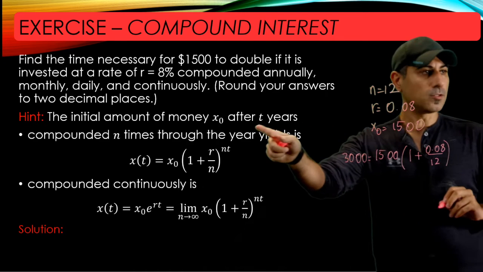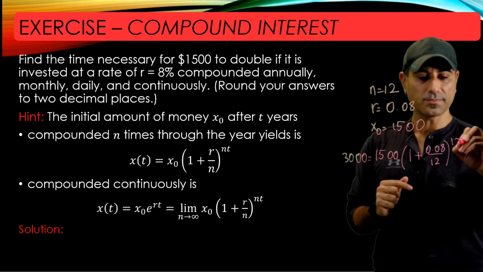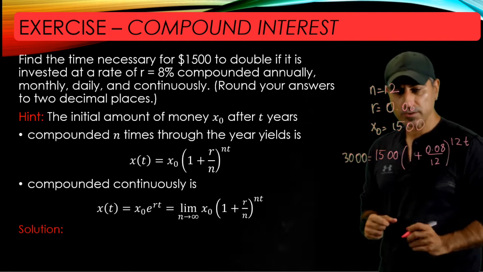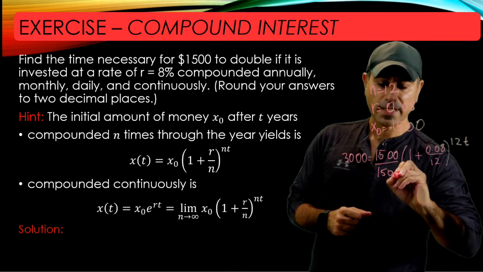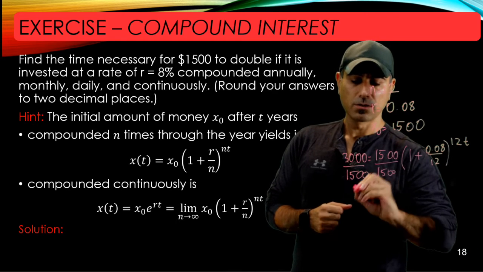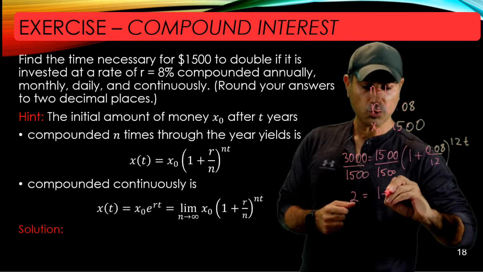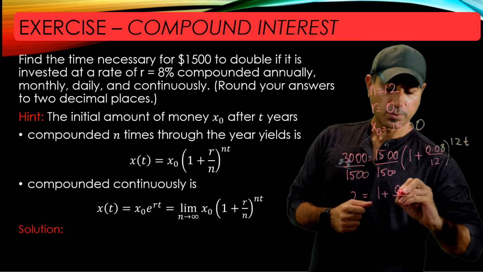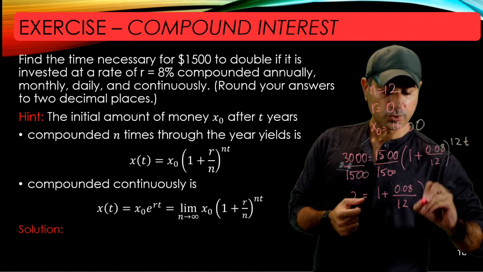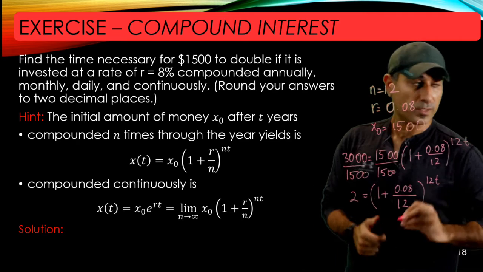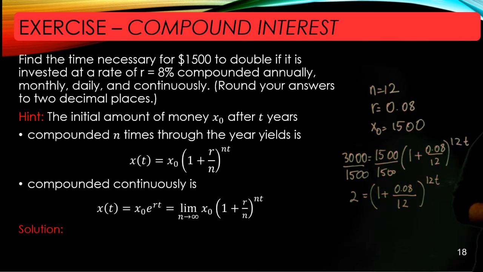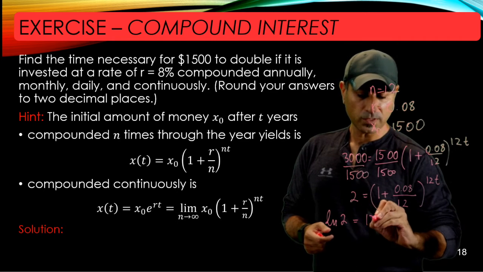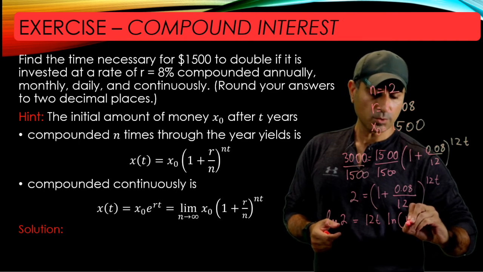And this time I'm going to multiply t by 12. So now I have another equation to solve for t. I'm going to use the same methodology. First, I'm going to divide everything by 1,500 so that I have 2 left here, and then this whole chunk, (1 + 0.08 divided by 12) to the power of 12t. The solution technique is exactly the same. I'm going to take the ln of both sides: ln 2 equals 12t times ln of this whole chunk.